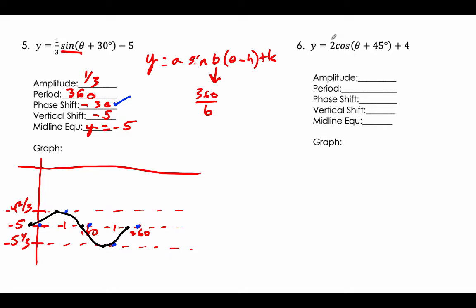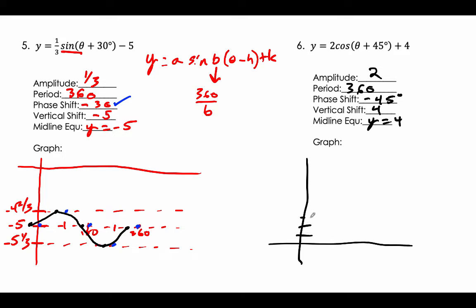Okay, over here, amplitude, remember it's the absolute value of A, that's 2. Period, again, is 360. I didn't have one with a different period here because the B is 1. Phase shift is left 45, negative 45. Vertical shift is up 4, plus 4. Midline equation is y equals 4. Again, we're going to go up 1, 2, 3, 4, 5, 6. My midline will be at 4. My maximums will be at 6. My minimums will be at 2.